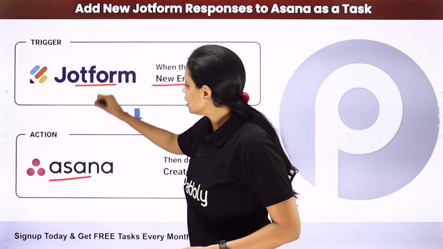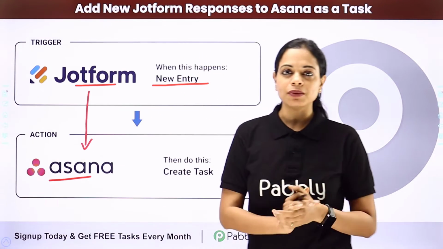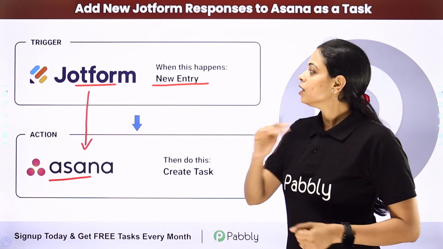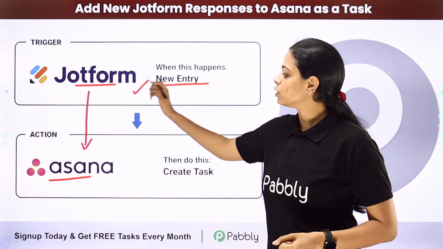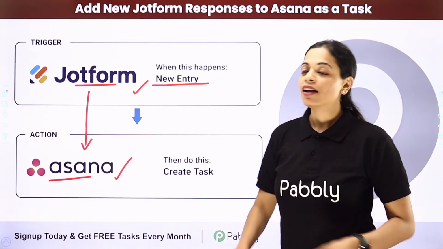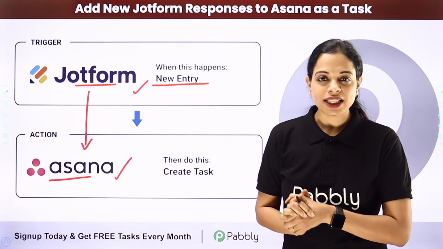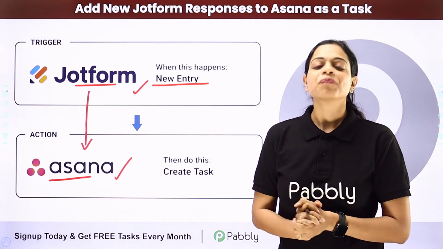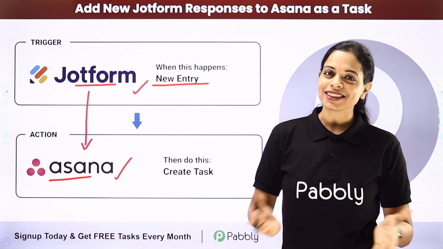For this, you will have to integrate the two applications, and the same thing can be done using Pabbly Connect software. Here, your trigger application would be Jotform and your action application would be Asana. Now, how can you do this yourself? Integrate and automate this entire process. To understand that, let me take you to my screen.